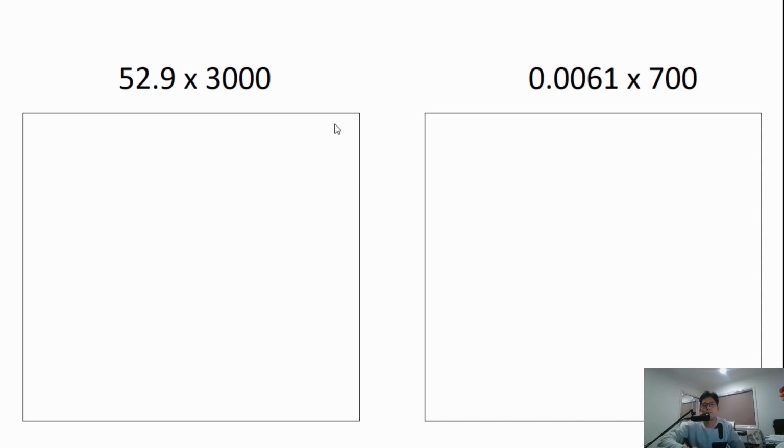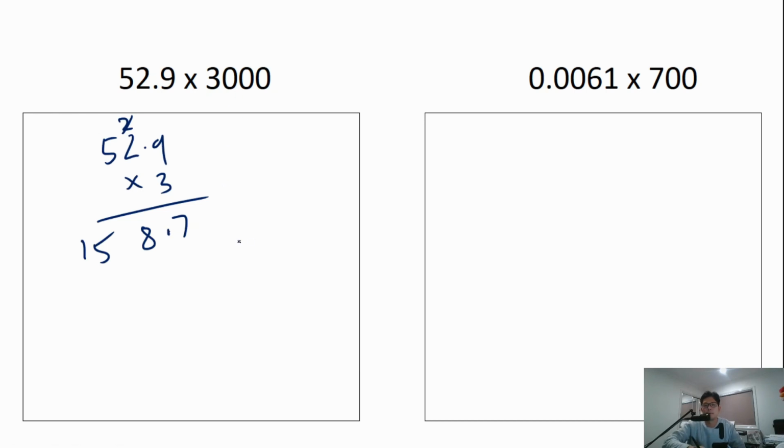Alright, so our first one is 52.9 times 3,000. Once again, I'm just going to ignore the zeros behind in the 3,000 and just multiply it by the 3. That gives us 9 times 3, that's 27. Carry the 2. 3 times 2 is 6, plus 2 is 8. 5 times 3 is 15. And there's 1 decimal place behind there, so that is 158.7.